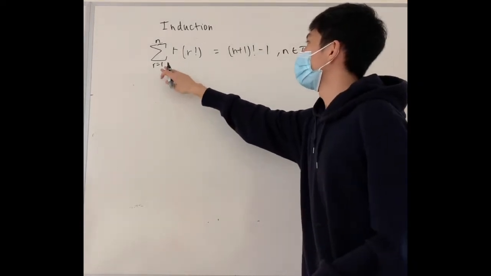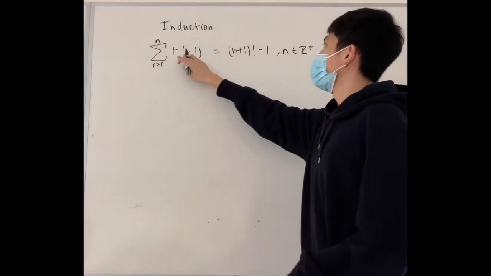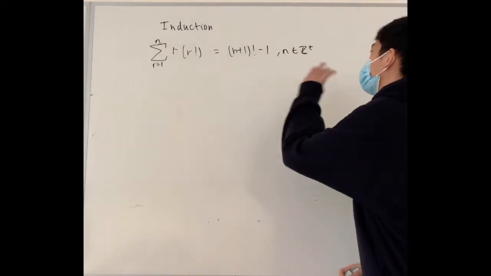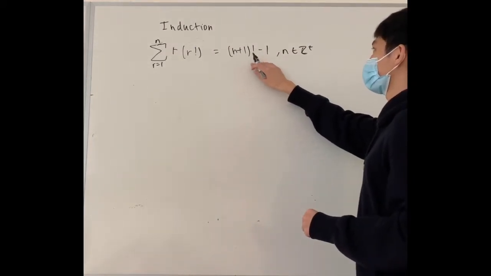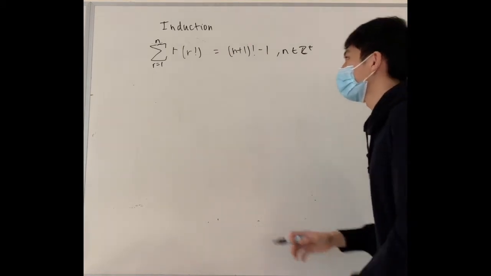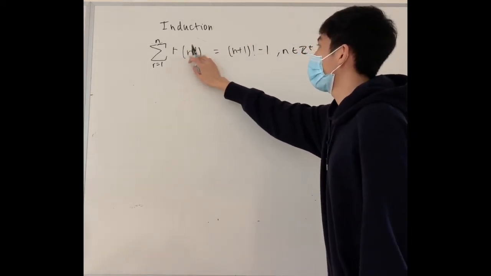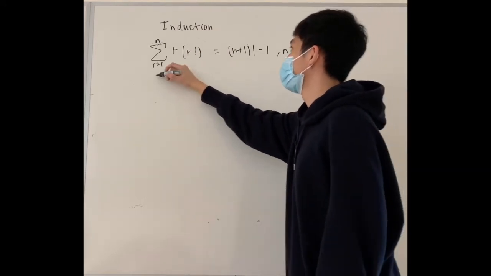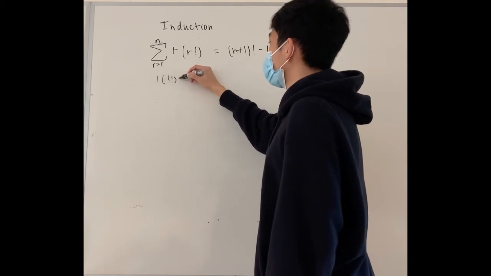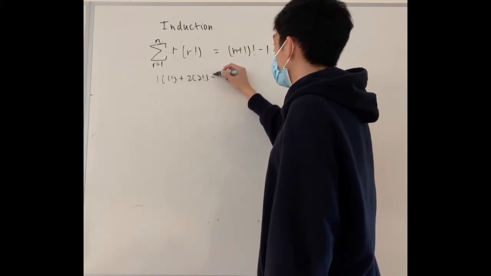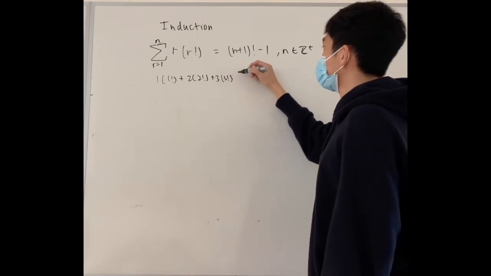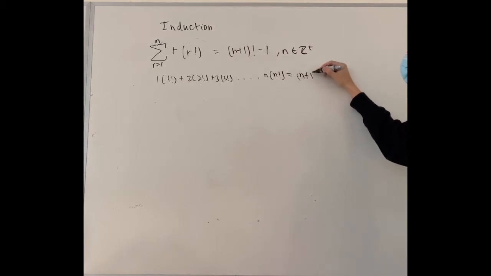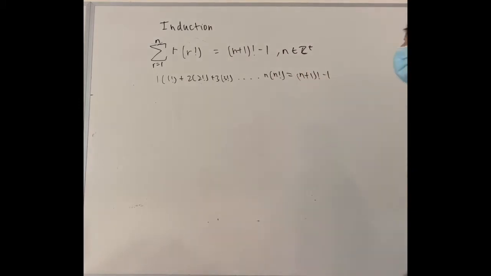It's the sum from r equals 1 to n of the index r times r factorial, where r factorial is just r times r minus 1 all the way down to 1, is equal to n plus 1 factorial minus 1. Some people get confused about the index. Here r is an index, so it increments every time. This would be 1 times 1 factorial plus 2 times 2 factorial plus 3 times 3 factorial all the way to n times n factorial. And we're saying that this is equal to n plus 1 factorial minus 1. This is just a demonstration of how this works.